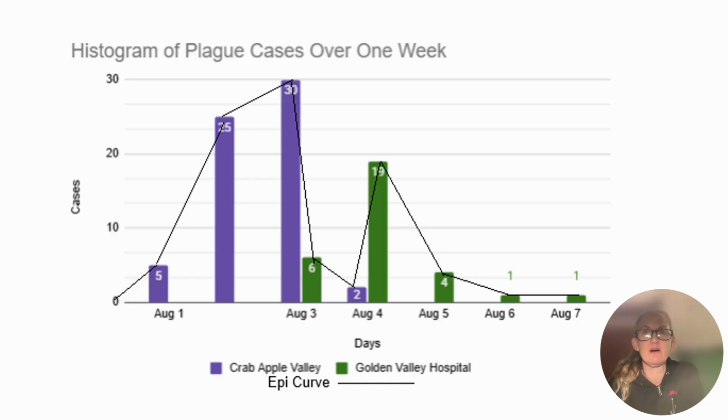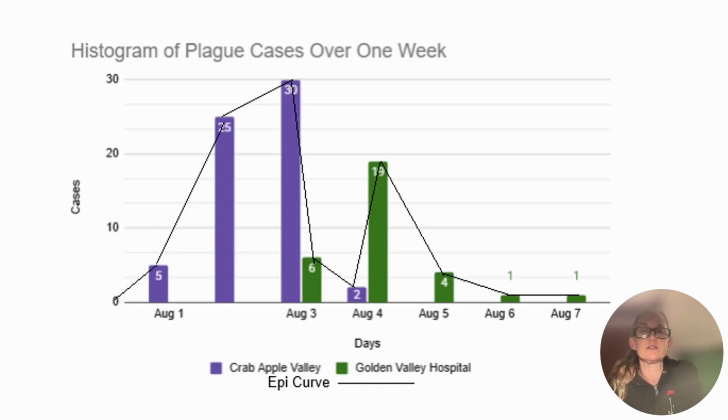A histogram of the outbreak is displayed showing an epidemic or epi curve. The epi curve on this graph illustrates a propagated source, which is an infectious agent that spreads throughout a population in a series of transmissions and represents the time from exposure to the onset of symptoms.